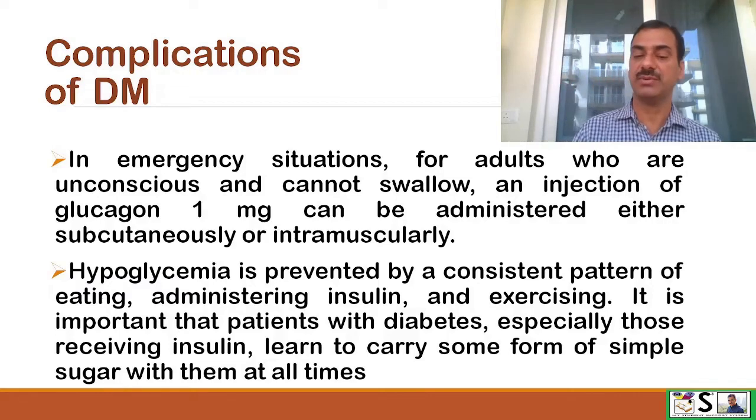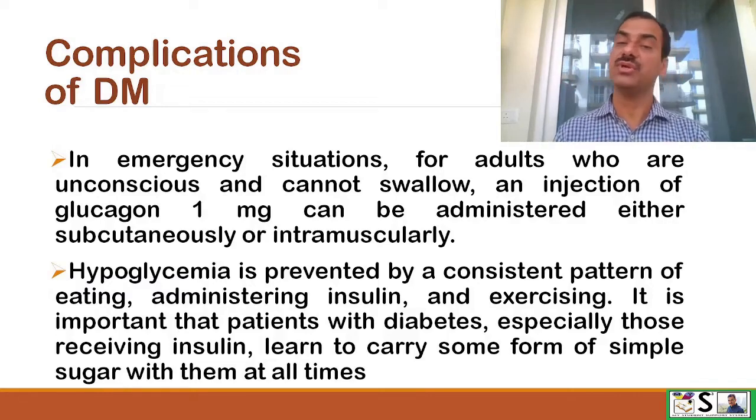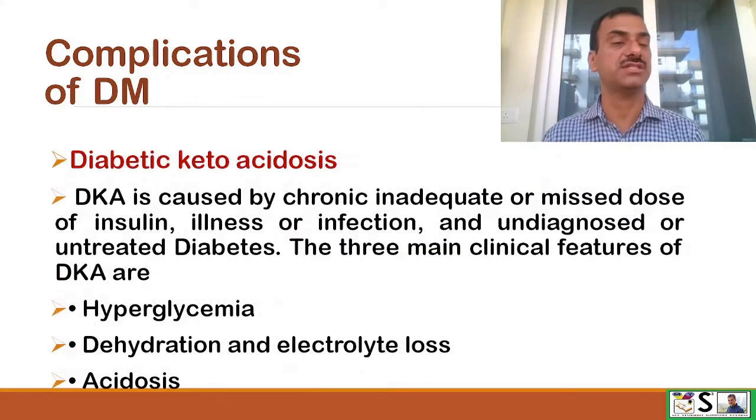Hypoglycemia is prevented by a constant pattern of eating, administering insulin, and exercising. It is important that patients with diabetes, especially those who are receiving insulin, learn to carry some form of simple sugar with them at all times, so they can use it in an emergency.